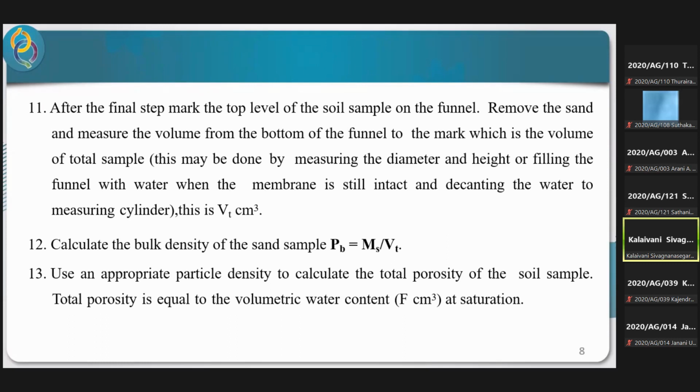So previous steps, did you understand the procedure? Yes or no? Yes, ma'am. Then after, you have to use some data to calculate the bulk density. Here I have mentioned the equation.